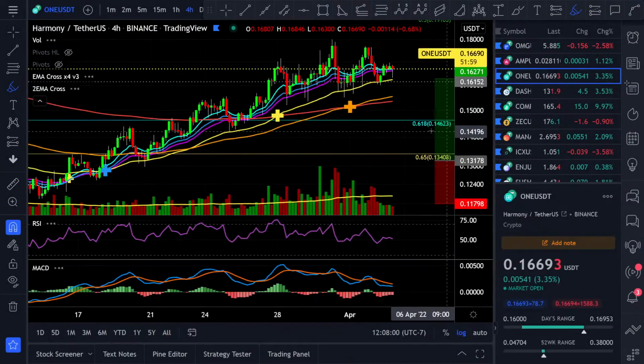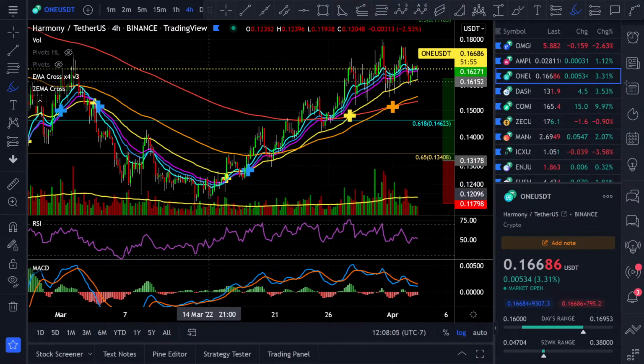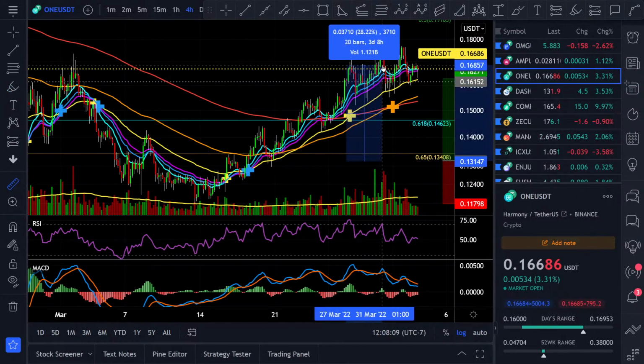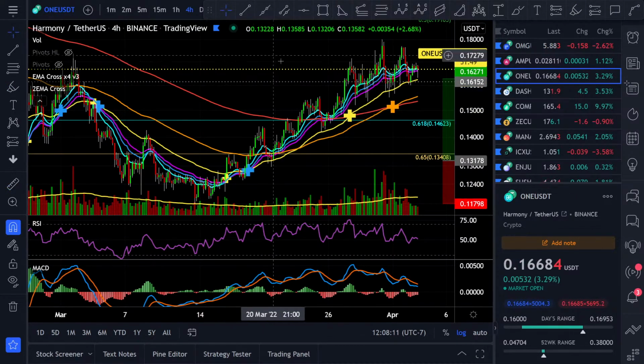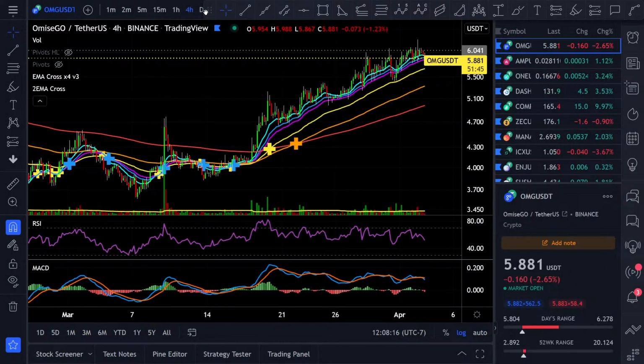Watch out for it. Even on Harmony, I was saying maybe potentially buy this upside down head and shoulders rally right here at around 13 cents. Somebody did that on the stream. They're up 25%, easy. It's a lot of the timing. So you got OMG for a second. Somebody asked for that, so look at OMG.